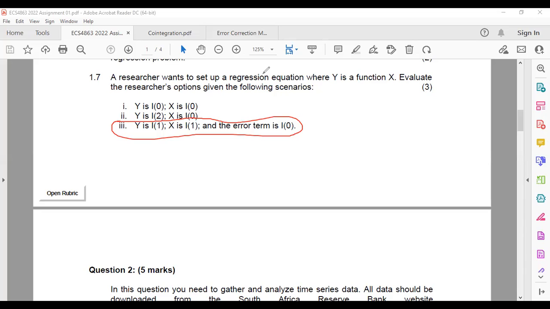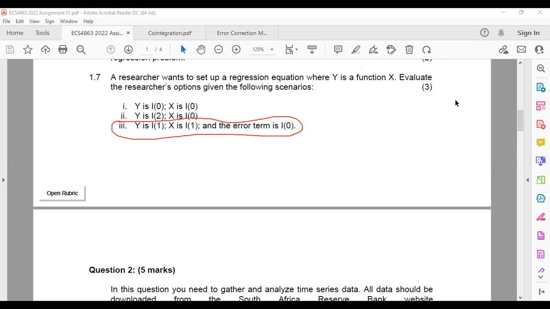I just want to go back to question 1.7 and look at 1.7.3 before we move on to our question 3. Let me read question 1.7. A researcher wants to set up a regression equation where y is a function of x. Evaluate the researcher's options given the following scenarios. I'm skipping 1, I'm skipping 2, I'm going straight to 3.